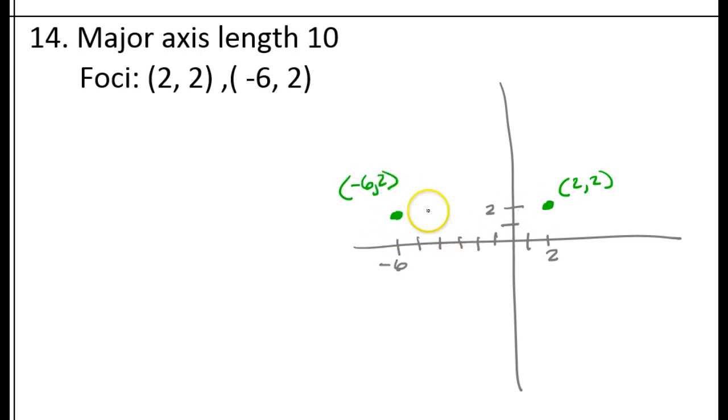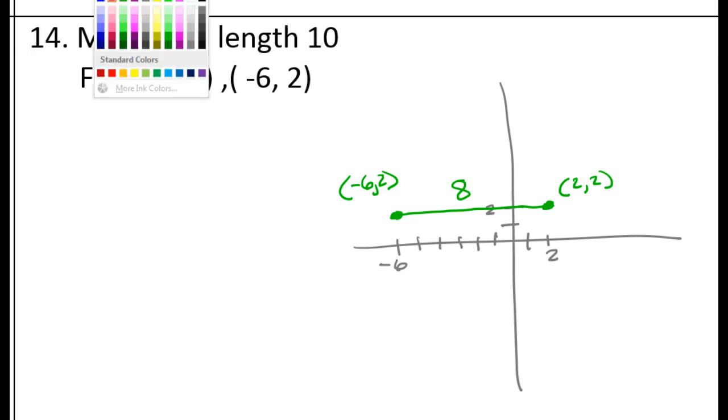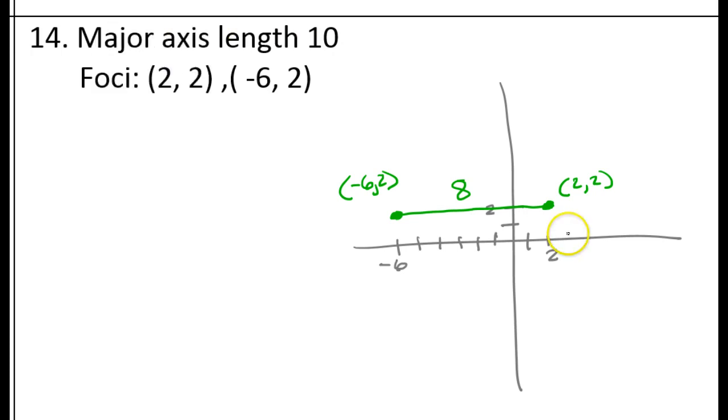So I know we are dealing with a horizontal ellipse. Now the major axis length is 10. So far, if I drew a segment connecting these foci, how long is that? -6 to 2, that's 8. So that's length 8 so far. So the major axis is 2 more than this. If I want to get to the vertices, I need to go 1 more unit in each direction. So I need to go an extra unit.